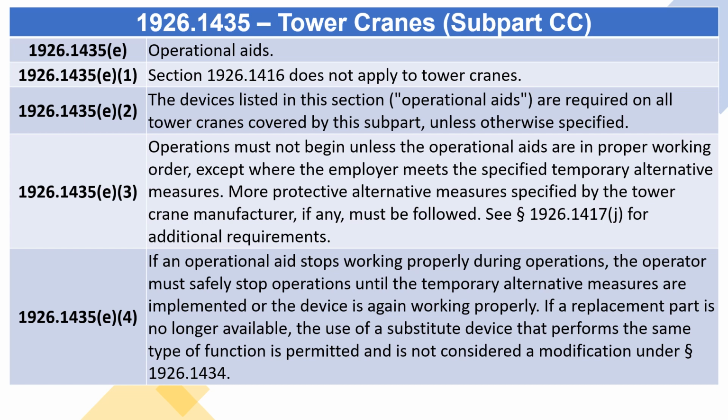1926.1435 E4. If an operational aid stops working properly during operations, the operator must safely stop operations until the temporary alternative measures are implemented or the device is again working properly. If a replacement part is no longer available, the use of a substitute device that performs the same type of function is permitted and is not considered a modification under section 1926.1434.